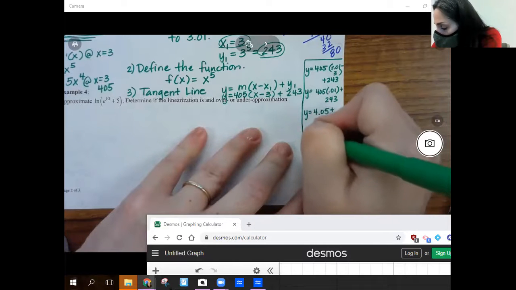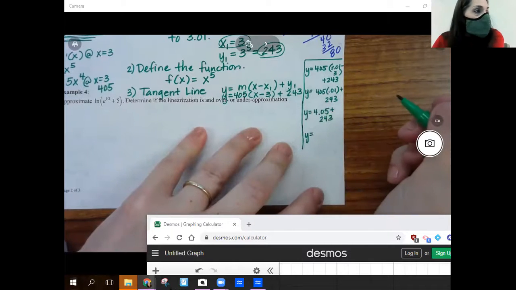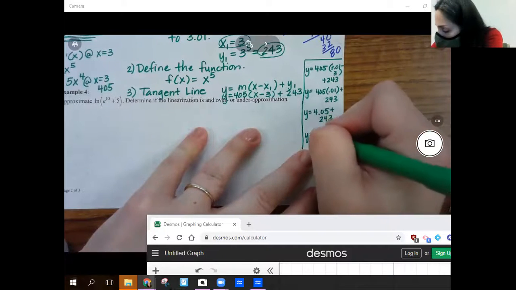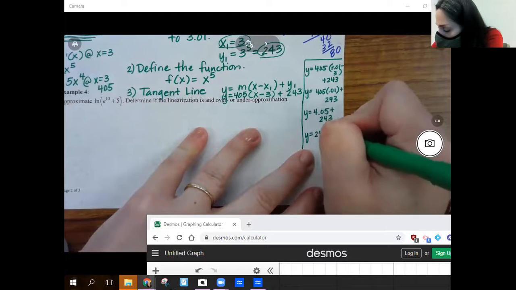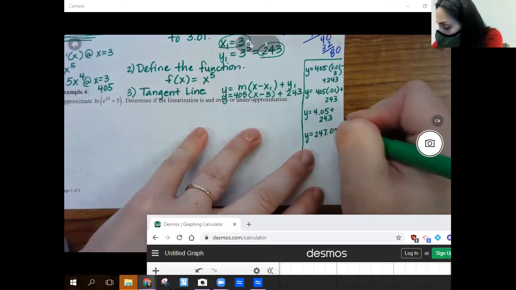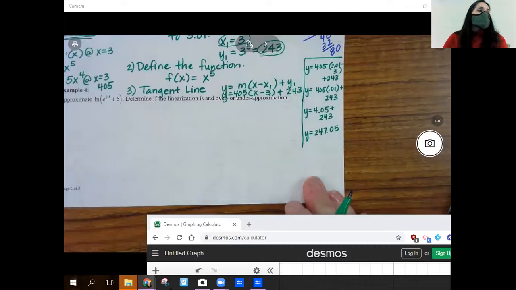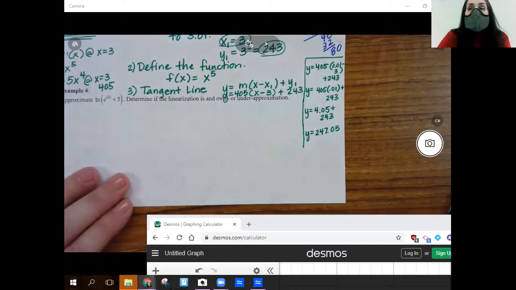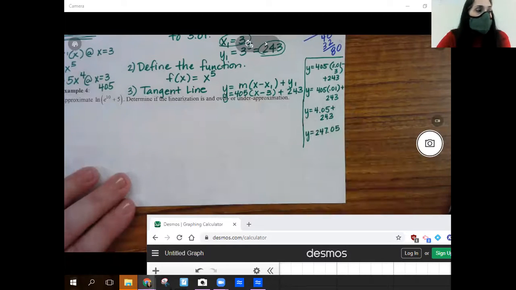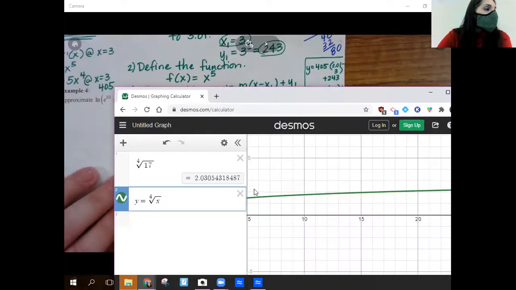So what is 4.05 plus 243? Well, that's not too bad. 247, like you're adding money, right? So that'd be 247.05. So 3.01 raised to the 5th power should be about 247.05. Let's actually check it out.